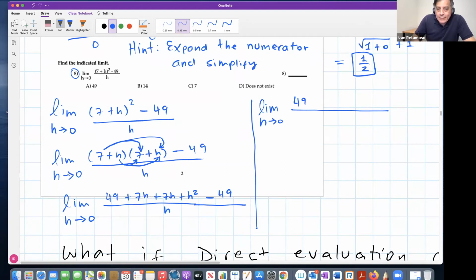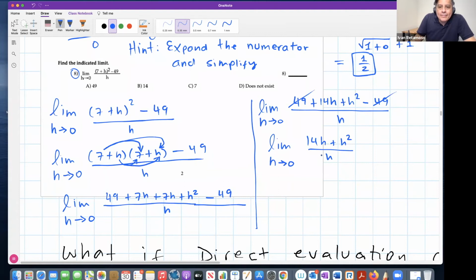7h plus 7h, 14h, right? I just combine these two like terms, right? Plus h squared minus 49 over h. But notice this 49 minus this 49, 0, right? So we end up with this. Limit as h approaches 0, 14h plus h squared over h.